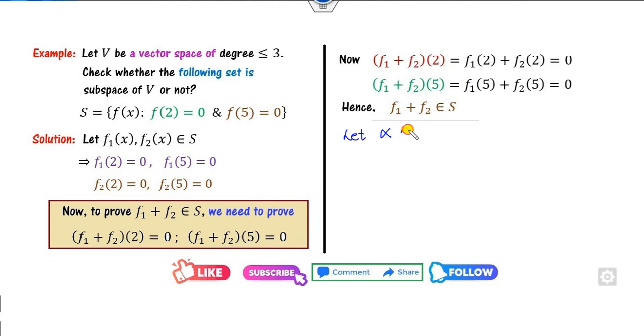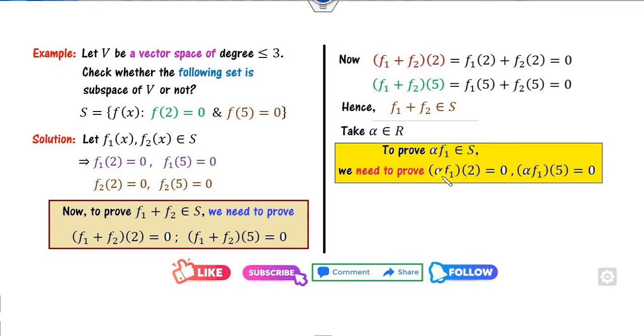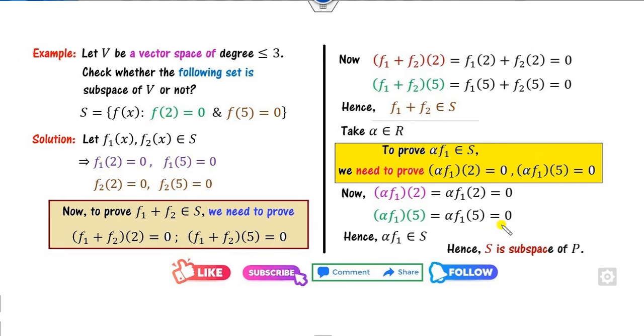Third property, if I choose alpha in R, then what will be your target? Your target is to prove alpha f1 belongs to S. That means your target is to prove alpha f1 of 2 and alpha f1 of 5 are 0. I can start from the left hand side. Again I can write this number as alpha f1 of 2. What is f1 of 2? 0. So alpha into 0 is 0. Similarly you can prove that alpha f1 of 5 is also 0. All these three properties are satisfied, hence it is a subspace.